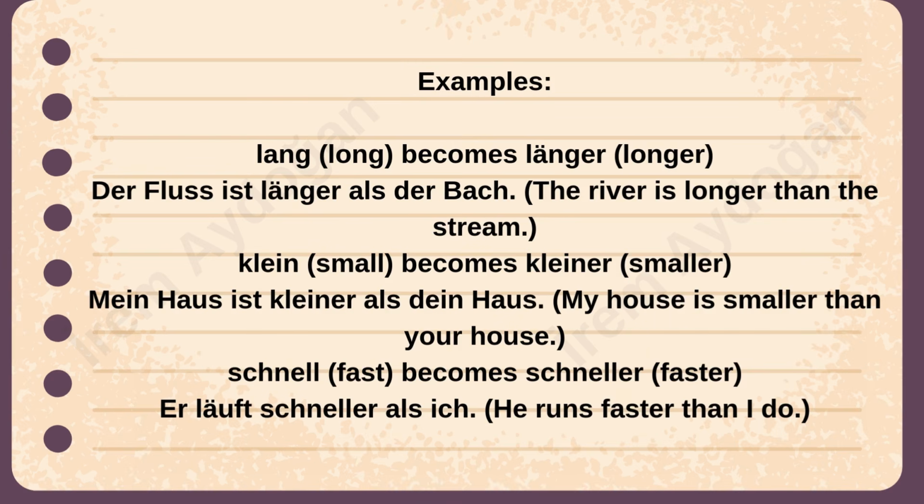Er läuft schneller als ich. He runs faster than I do. So in comparative, we add er to the end of the adjective and we use als to compare two things. And now I came to superlative.